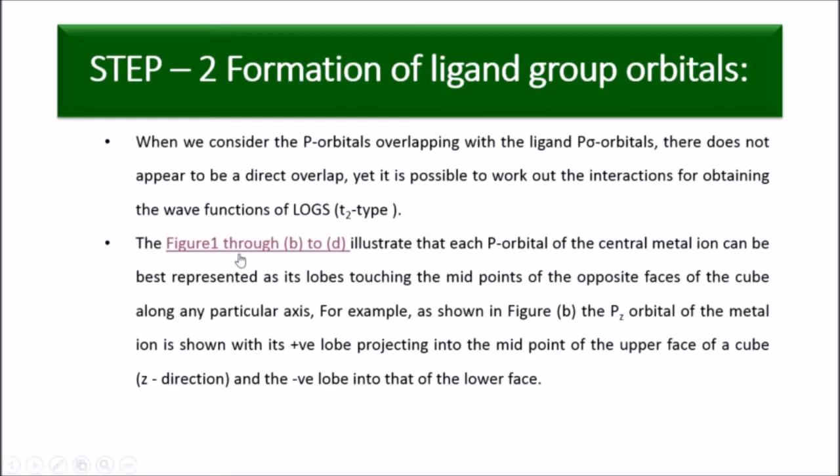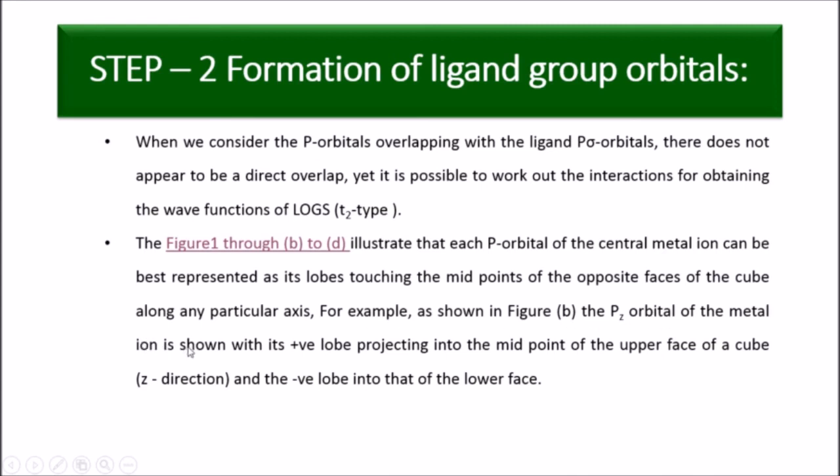Yes, figure 1, B and D illustrate that the p orbital of the central metal ion can be best represented as its lobes touching the midpoint of the opposite face of the cube along any particular axis. When you see the diagram, you will find this arrangement.